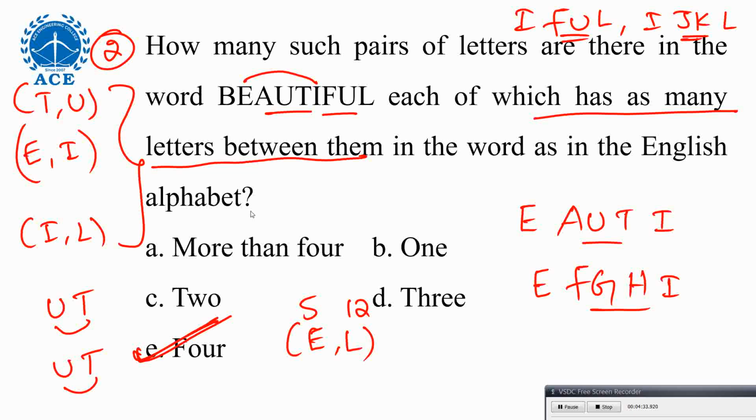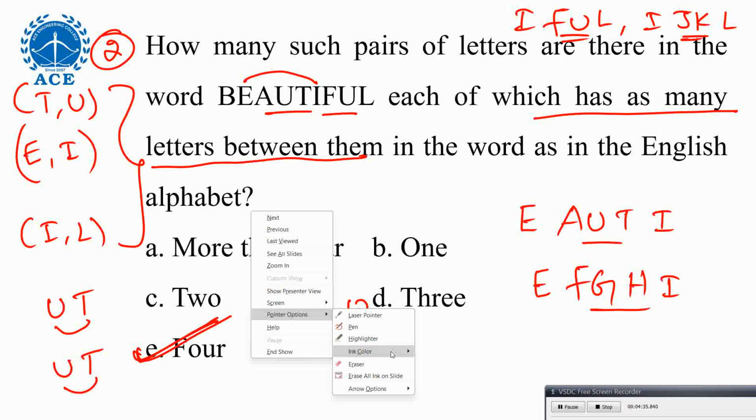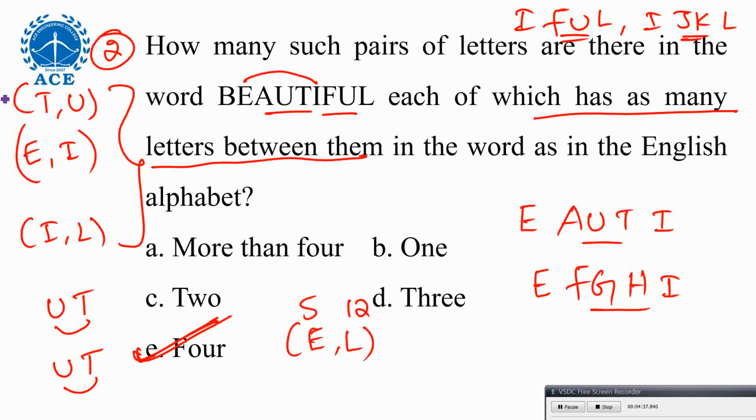We have 4 pairs. T and U is the first pair. E and I is the second pair. I and L is the third pair. The fourth pair is E and L. So the answer is 4. Good. See the next question.